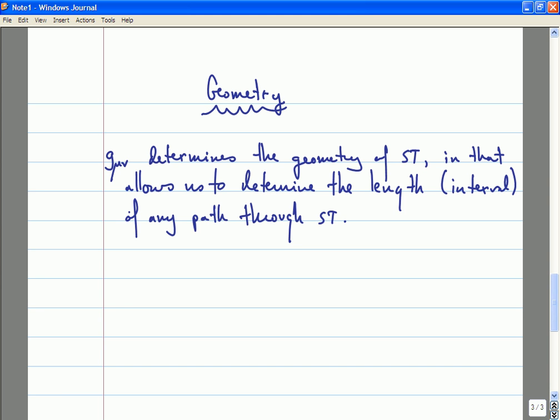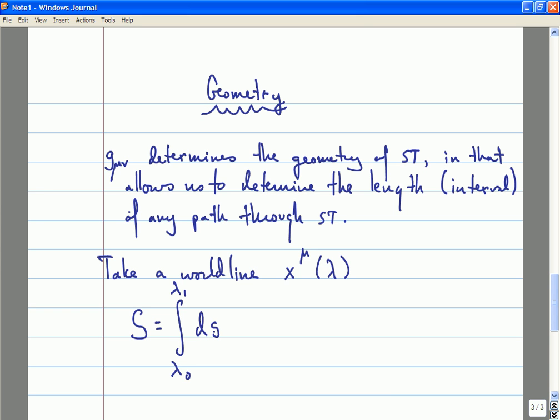So how does the metric allow us to do that? Well, let's imagine that we have a path, which is to say a world line through space-time, which in a given coordinate system is given by specifying the four coordinates as a function of a single variable lambda, where lambda is just the parameter that smoothly labels points along this world line. So what then is the length or the interval of that world line as measured with the metric?